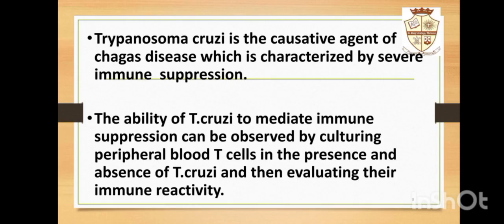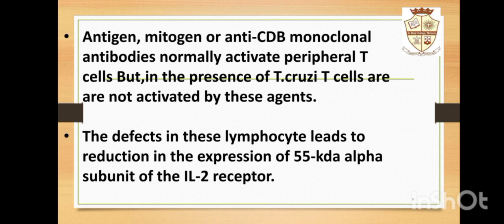Trypanosoma cruzi is a causative agent of Chagas disease, which is characterized by severe immune suppression. The ability of Trypanosoma cruzi to mediate immune suppression can be observed by culturing peripheral blood T cells in the presence and absence of Trypanosoma cruzi and then evaluating their immune reactivity. Antigen, mitogen, or anti-CD3 monoclonal antibodies normally activate peripheral T cells, but in the presence of Trypanosoma cruzi, T cells are not activated by these agents.